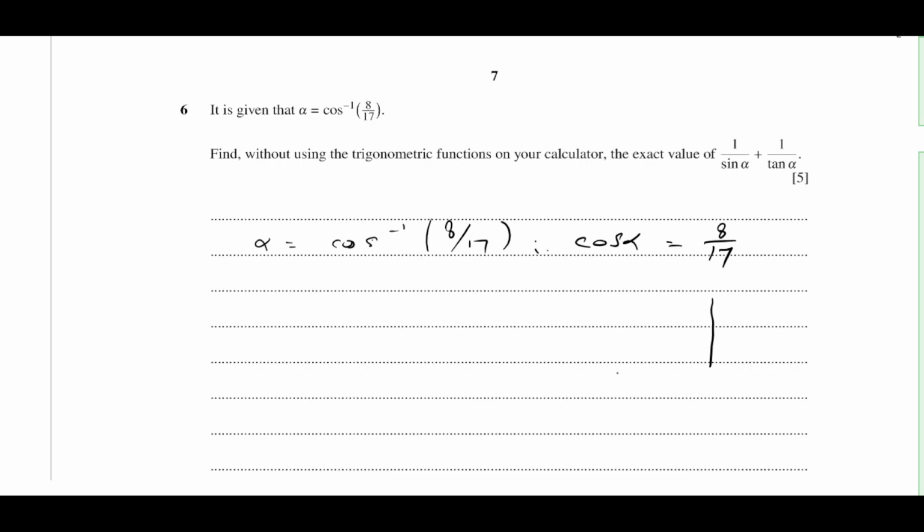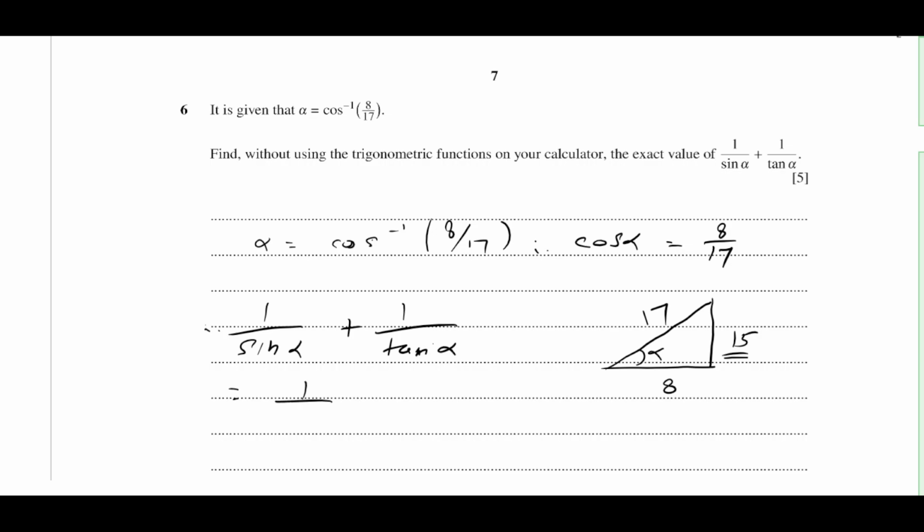Now cos alpha is what? Cos alpha is adjacent over hypotenuse. So if this is alpha, then adjacent could be 8 and hypotenuse could be 17. Now when it is 8 and 17, if you find the opposite side, it is going to be 15. So we have to find 1 divided by sin alpha plus 1 divided by tan alpha.